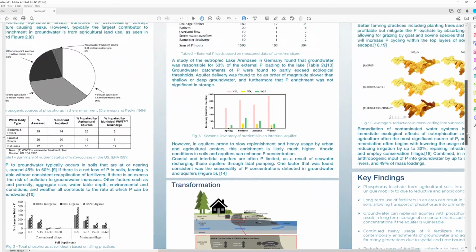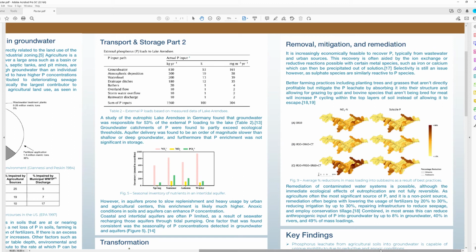Now, the remediation techniques that we have available, it is becoming increasingly economically feasible to recover phosphorus, typically in urban systems like wastewater and the like, and then you can reapply it as fertilizer again, often with the help of those metal species I just mentioned. Now, the best thing to do is to improve our farming practices. That includes planting trees and grasses that aren't directly profitable, moving away from the monoculture model of farming. You can also incorporate different kinds of farming, including grazing, pastures, different ways to cycle the phosphorus through the upper layers of the soil.